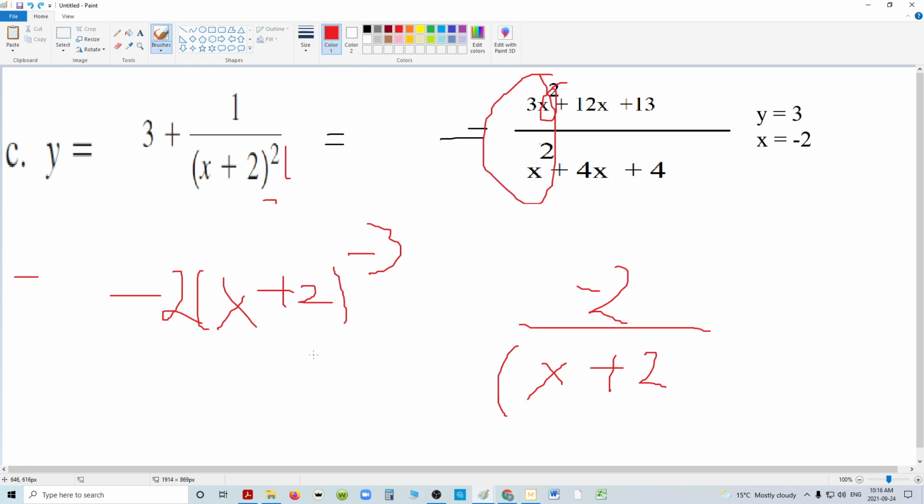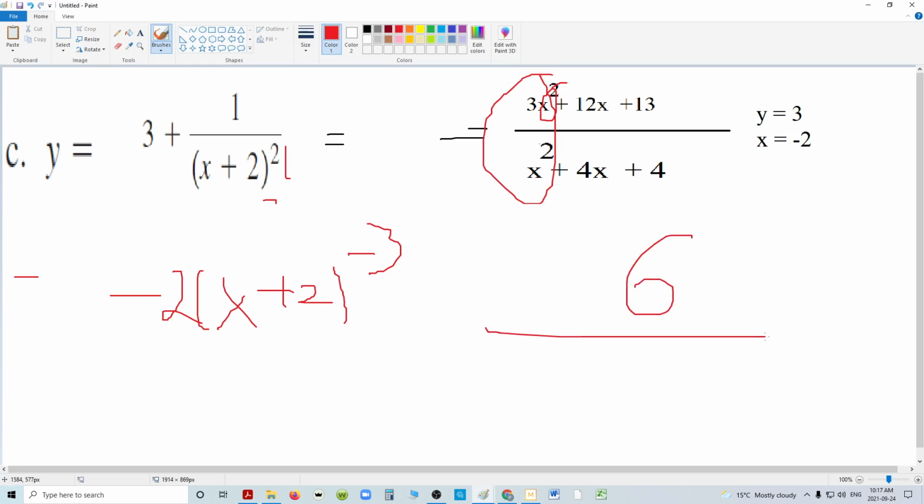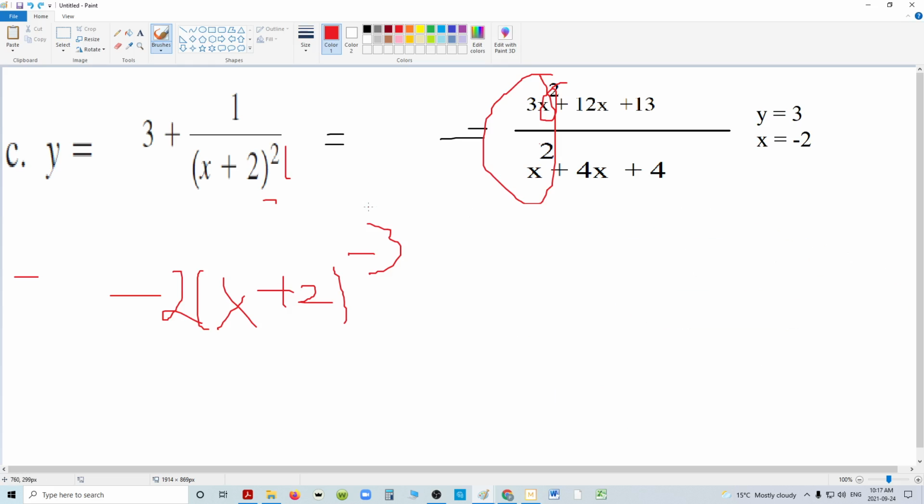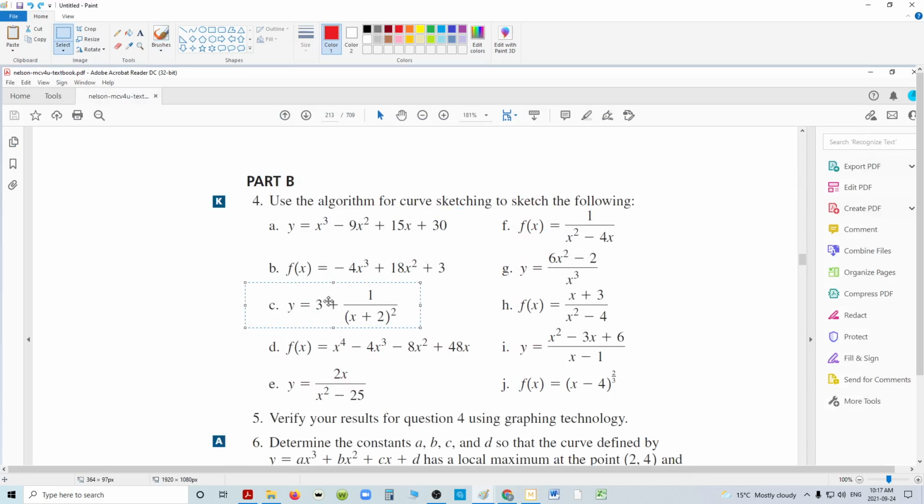So the second derivative of this becomes 6 over x plus 2 to the minus 4, or to the plus 4. It's also clear when I set that to 0, it doesn't come out. It ends up being 6 is equal to 0, so there's no inflection point. So there's really no need to take a second derivative. Once I took the first derivative, I knew there were no inflection points. I'm not going to do this cubic.